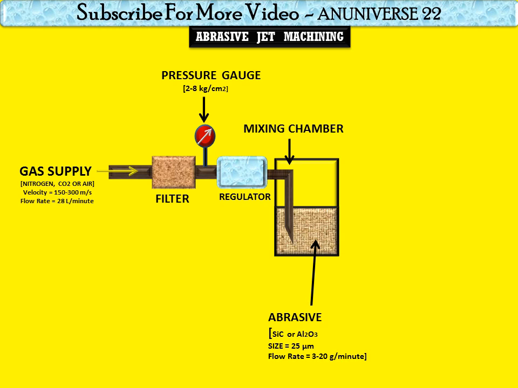and in this mixing chamber here is the abrasive. It is silicon carbide or aluminum oxide. Generally the size of the abrasive is 25 micrometer and the flow rate is 3 to 20 gram per minute. And aluminum oxide and silicon carbide powder are used for heavy cleaning, cutting and deburring. And sometimes magnesium carbonate is recommended for use in light cleaning and etching, and sodium bicarbonate is used for fine cleaning and cutting of soft material.